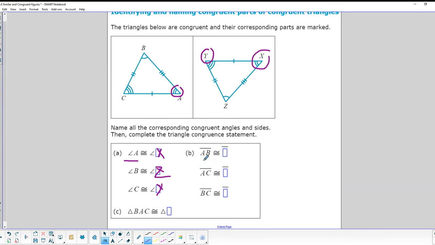Okay, next, sides. So the side A and B is the side where you have the 3 lines, meaning that's the same length as this side. So in that case, you're going to have X and Z inside your box. So the line A and B, of course, is congruent to the line X and Z. The line A and C, which goes through the length of the one with this 1 mark, so that's going to be Y and X.